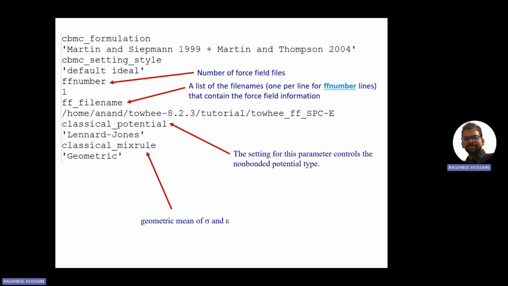Calculate the geometric mean. For each atom, we have sigma and epsilon. I will show you what is sigma epsilon. If the atoms are different, for sigma you calculate the geometric mean. The geometric mean is the square root of sigma 1 times sigma 2. We know sigma 1, we know sigma 2. So for the combination, you use the geometric mean. Similarly, for epsilon, use the square root of epsilon 1 times epsilon 2.